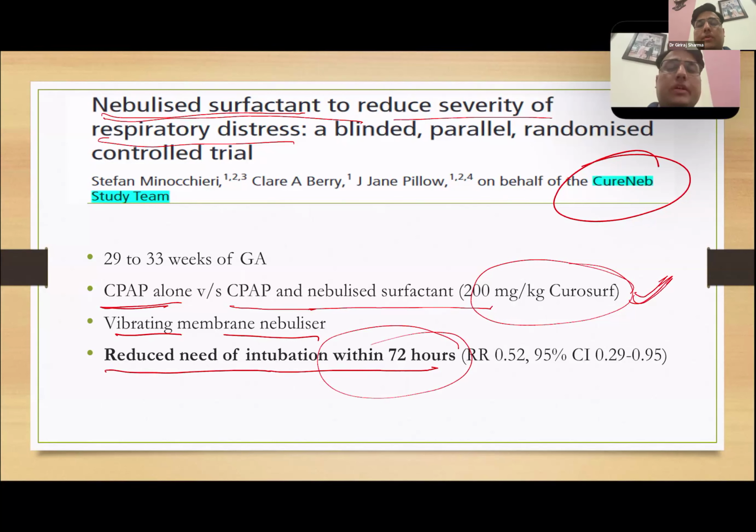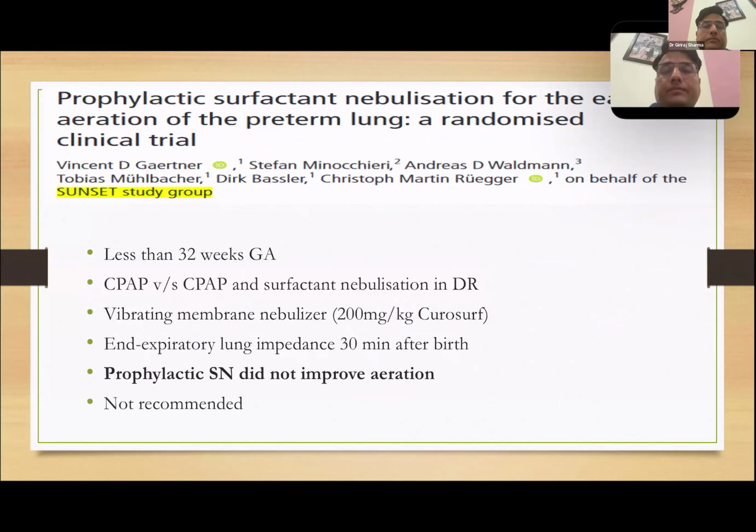But still, this is not a common practice, nebulized surfactant. More trials are required on this.